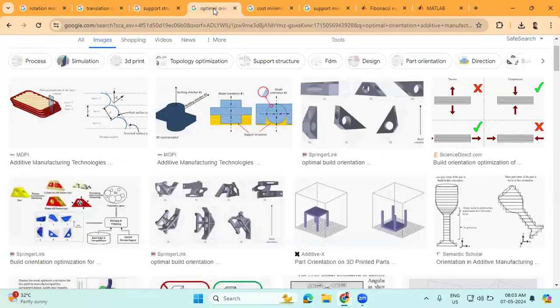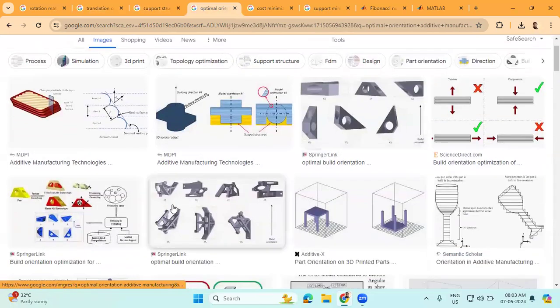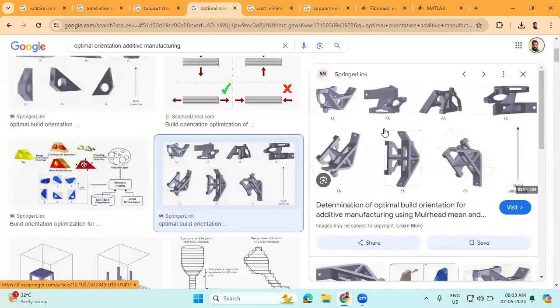Then we are going to deal with the optimal orientation. Optimal orientation of the structure is very important because, let us take this as my part, I can orient this part in different orientations. So which orientation is best so that my cost is minimum, at the same time the support structure usage is also minimum, because using support structure means it's completely wastage.